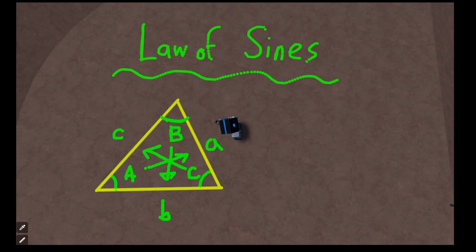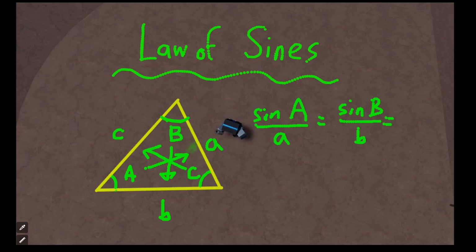All it says is if you take the sine of angle A and divide it by little a, which is just the side, that's equal to the sine of angle B divided by side b, which is also equal to the sine of angle C divided by side c. So basically all the law of sines says is that if you take the sine of an angle and divide it by the opposite side, that constant is going to be the same for every single side and angle that you do this with.